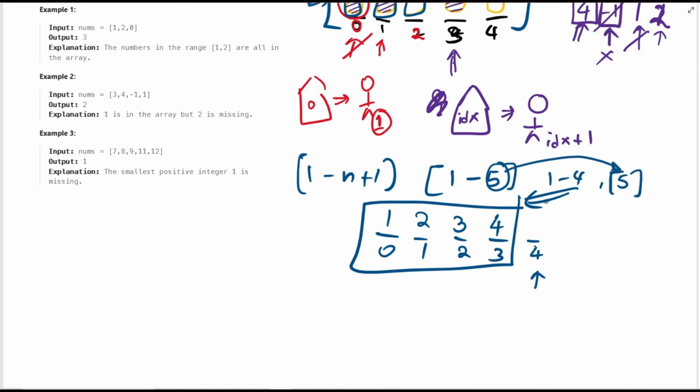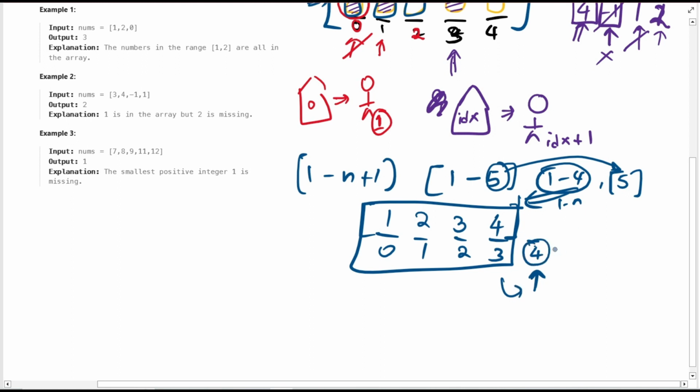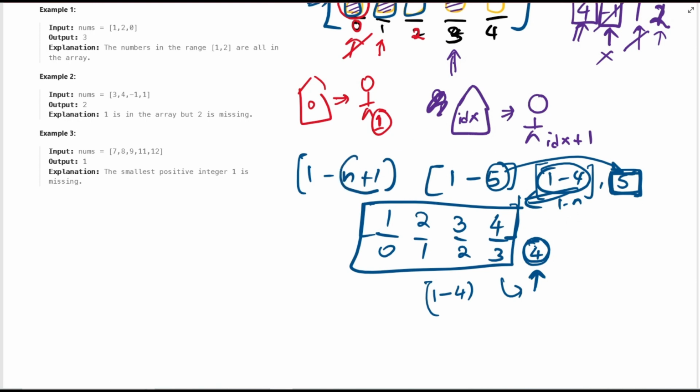What I will say is if you do not find houses for these 1 to n elements, you will end up here at the index, right? You will end up over here. And when you end up over here, you can just intuitively say that your elements 1 to 4 did not have a house, right? So the only element which could now be a missing part is 5, right? Because it is the maximum element.